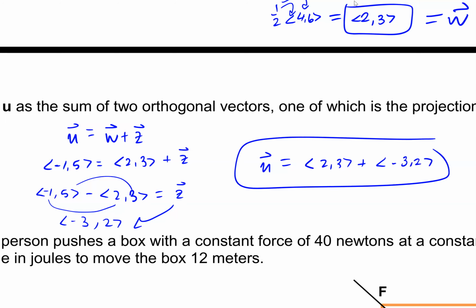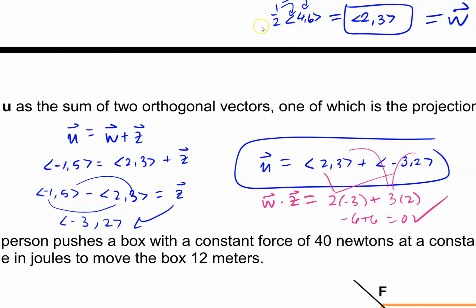Alright, and I know they're orthogonal because if I take W dot Z, that should equal 0, right? 2 times -3 plus 3 times 2, because I take the x's, and then I take the y's. And I get -6 plus 6. Okay, there's 0, so I know they're orthogonal. So you don't need the stuff in pink. You just need the one I boxed in blue.